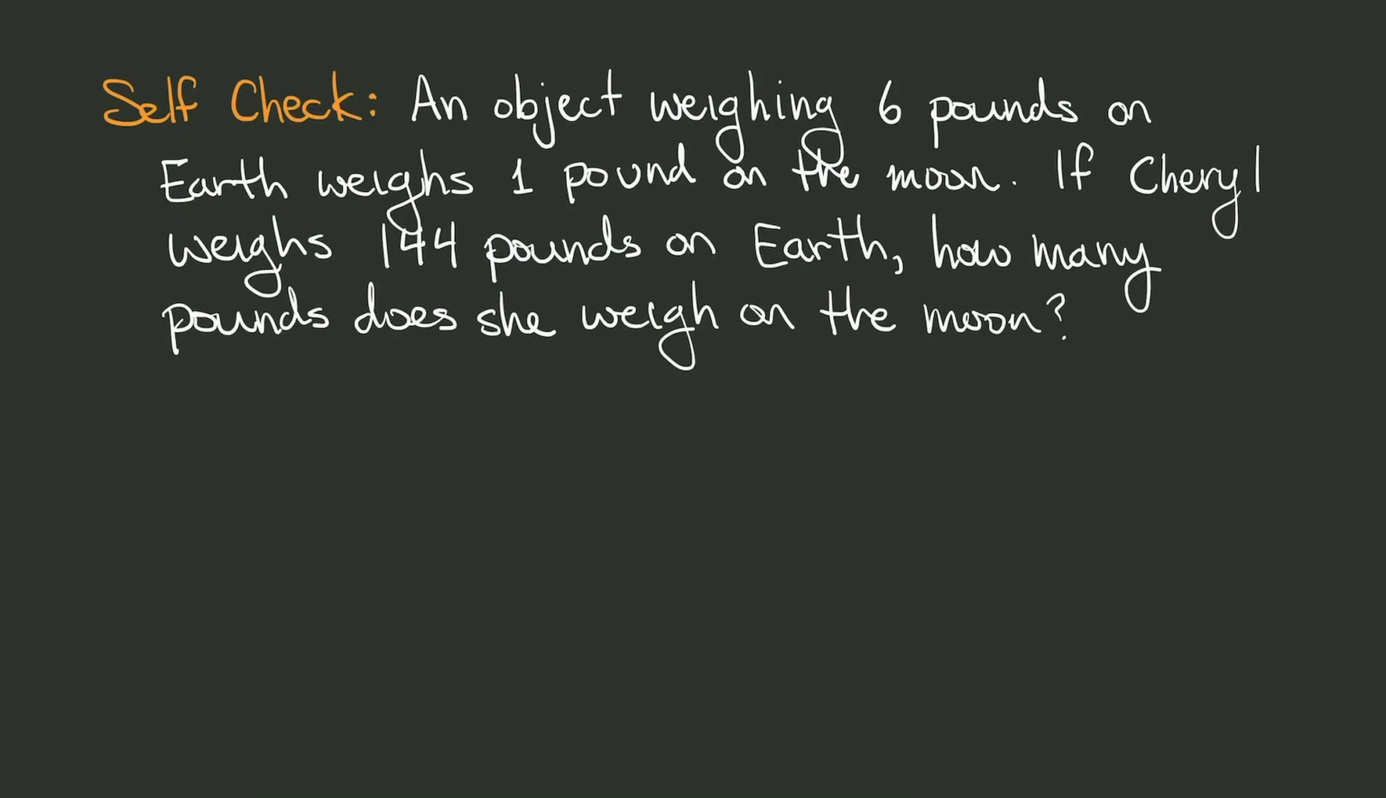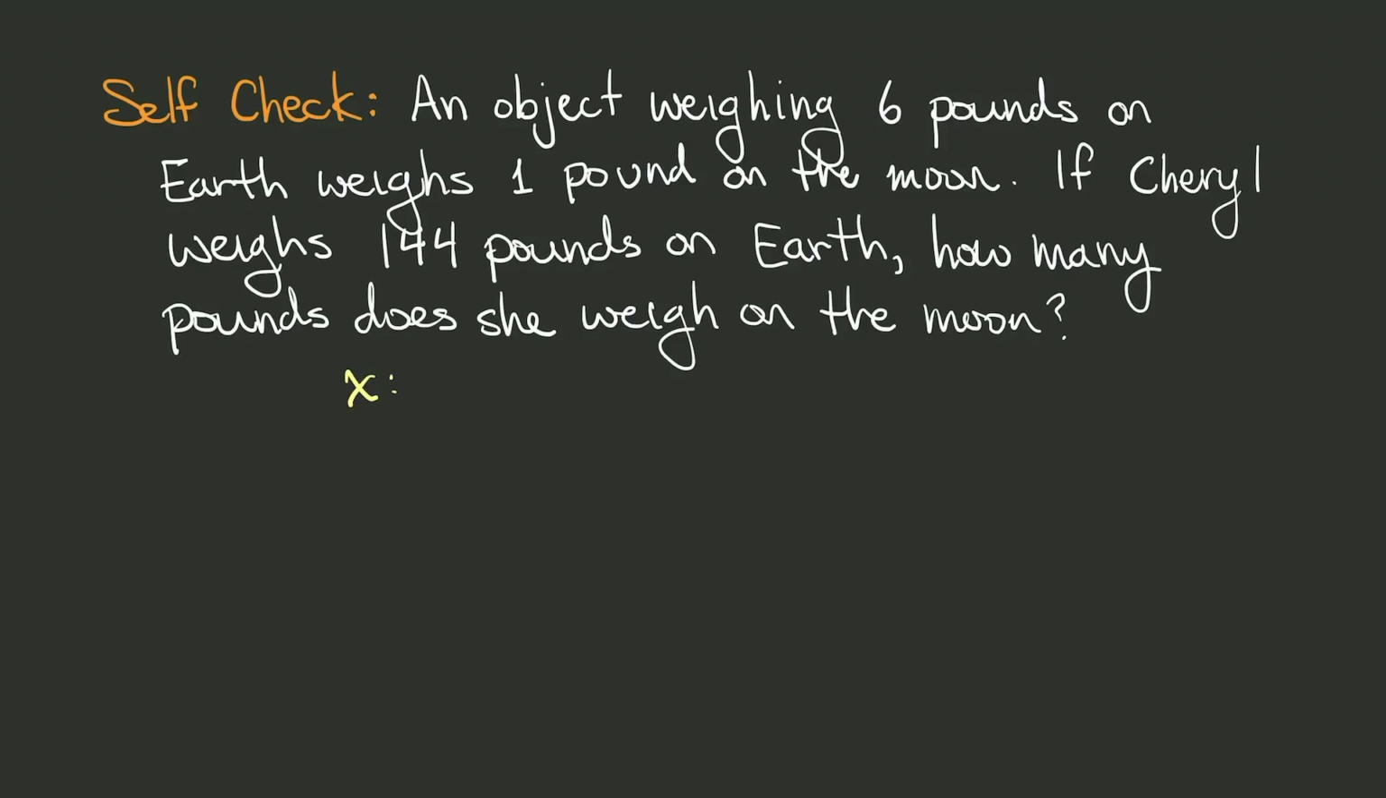Let's check for understanding. Work this one out on your own, and then come back and check your solution. An object weighing 6 pounds on Earth weighs 1 pound on the moon. If Cheryl weighs 144 pounds on Earth, how many pounds does she weigh on the moon?